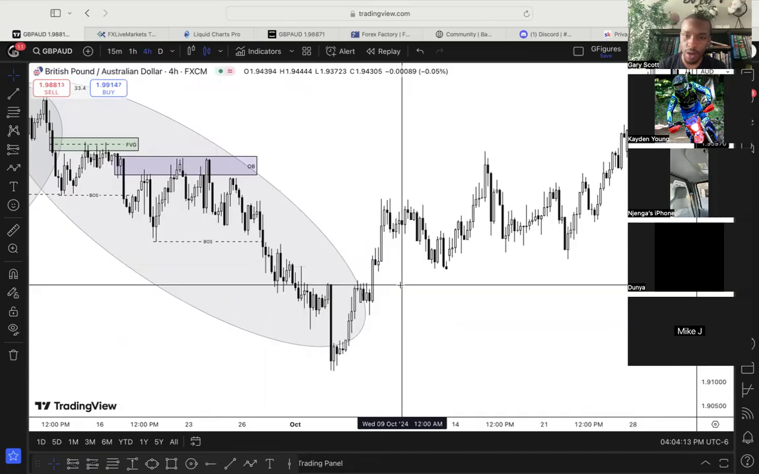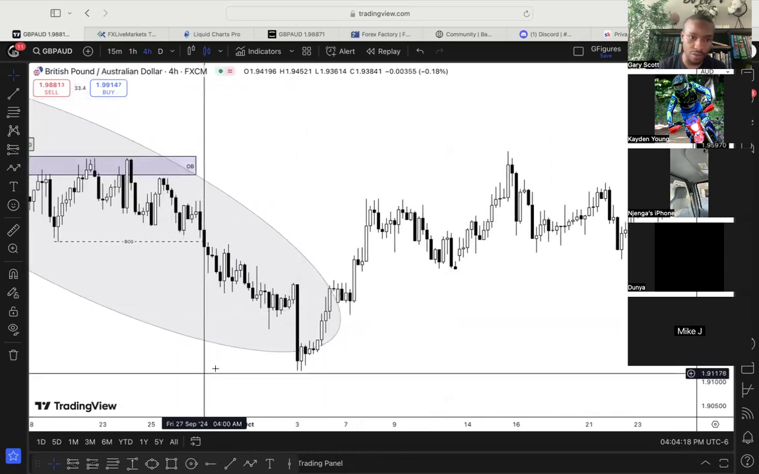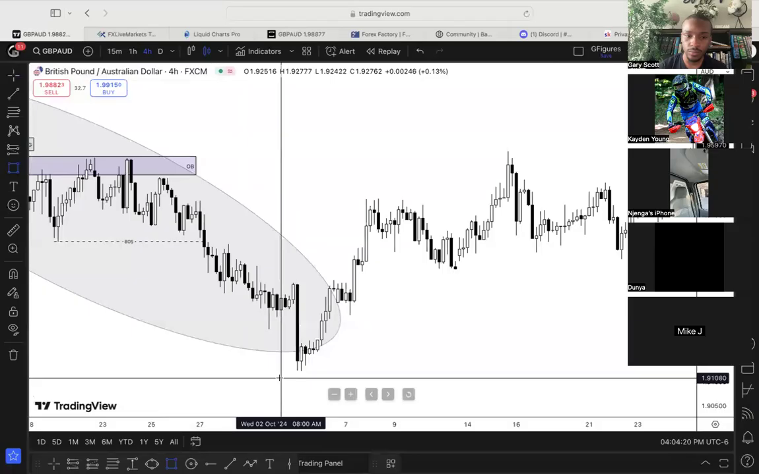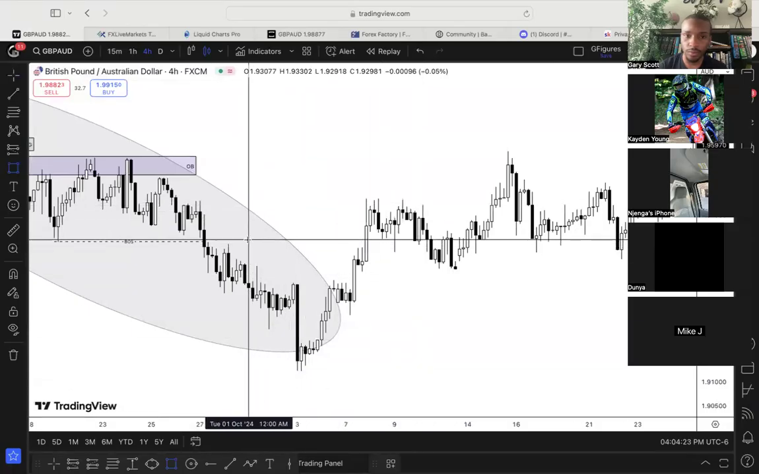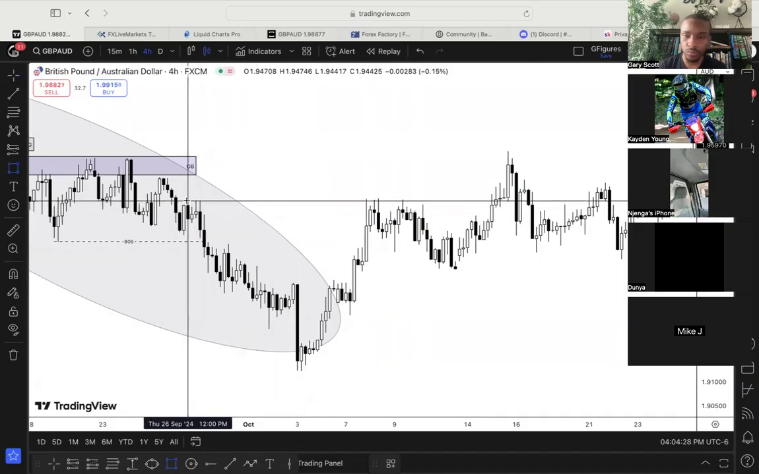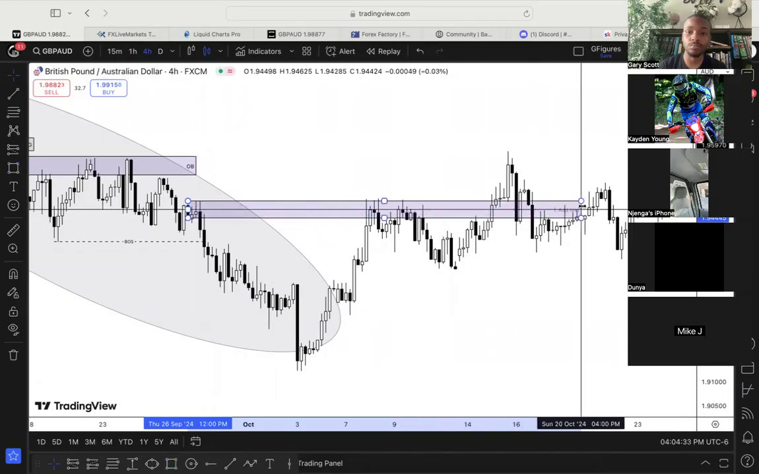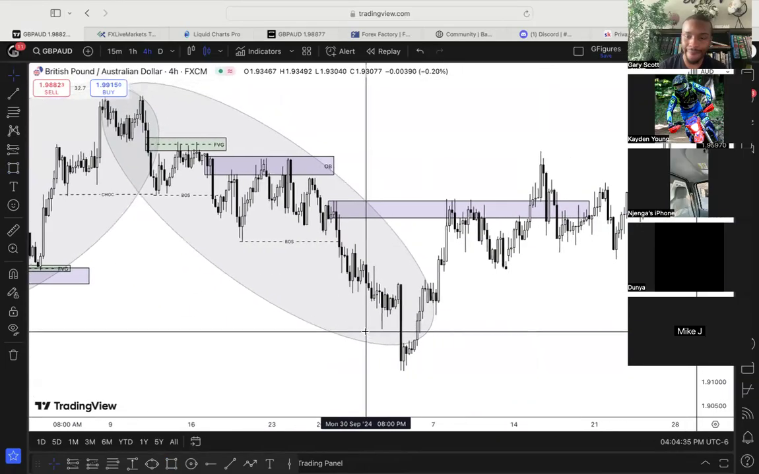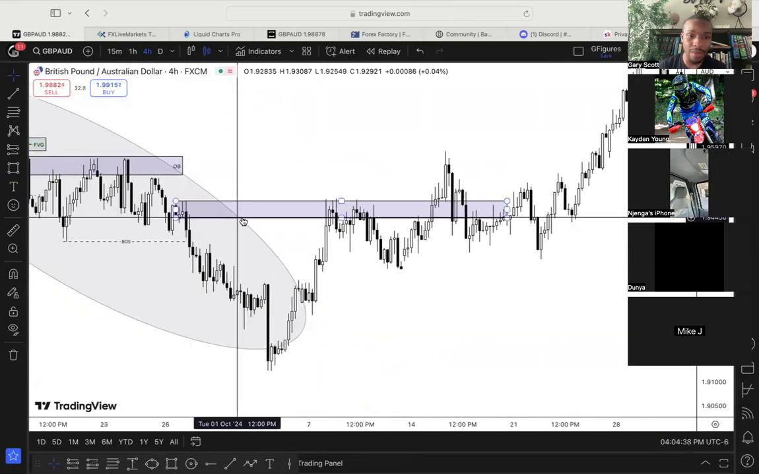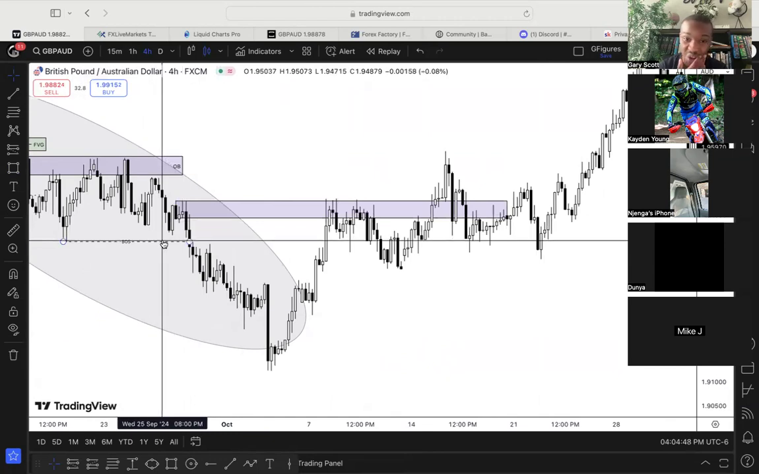Let's see if we can see it, right? Can anybody identify what level it came back to? If you're thinking order block, you are correct. Price came right back to it. Good job, Mike. So it's the last up candle before price actually broke structure here, right?